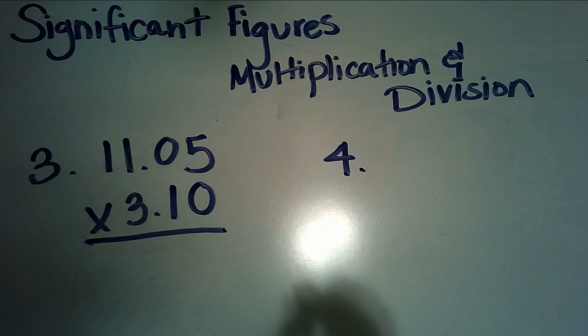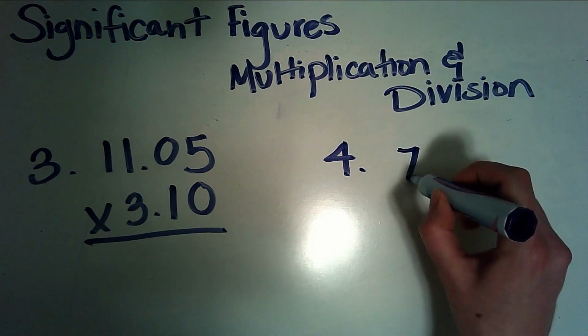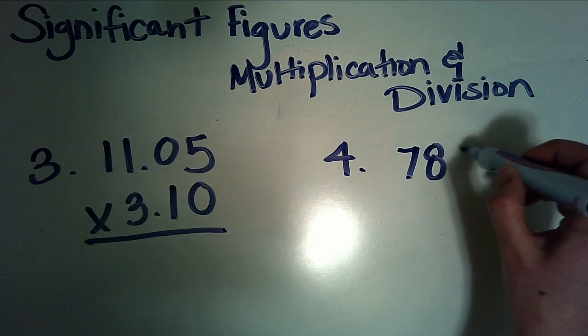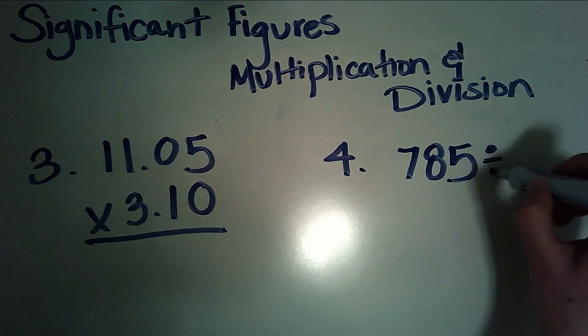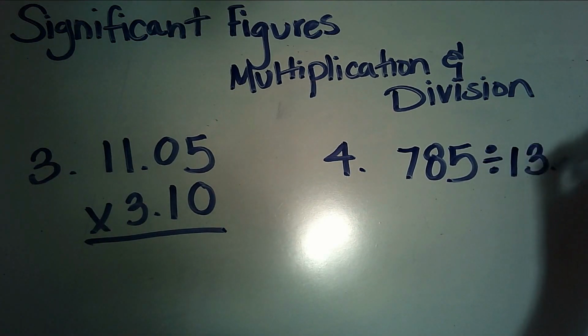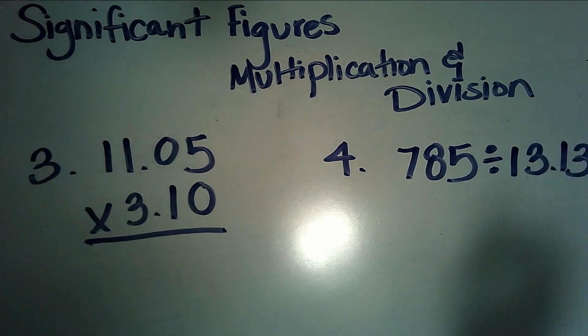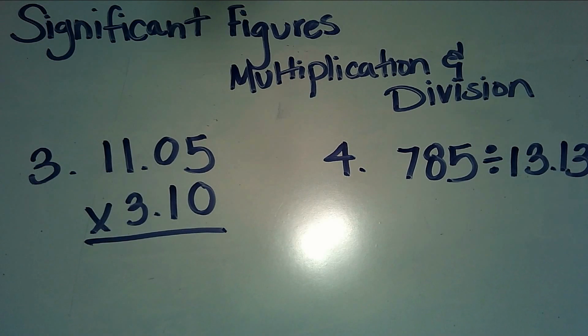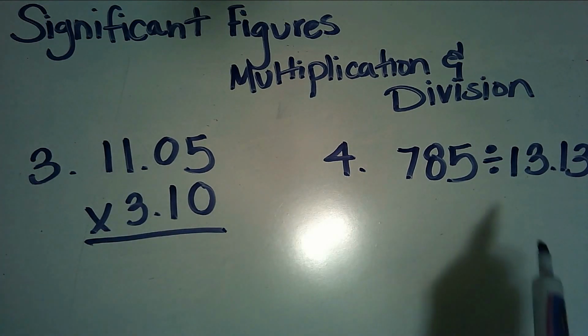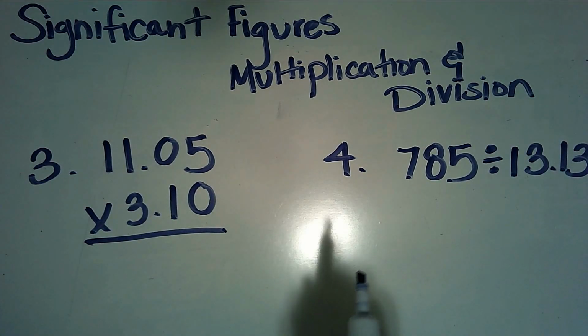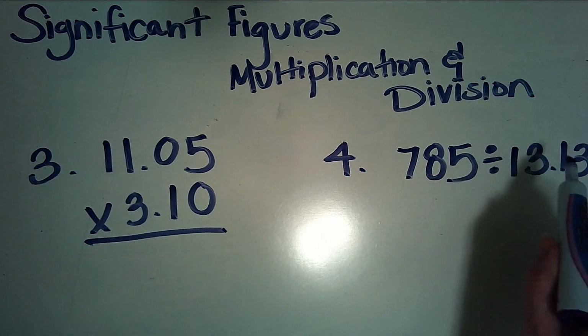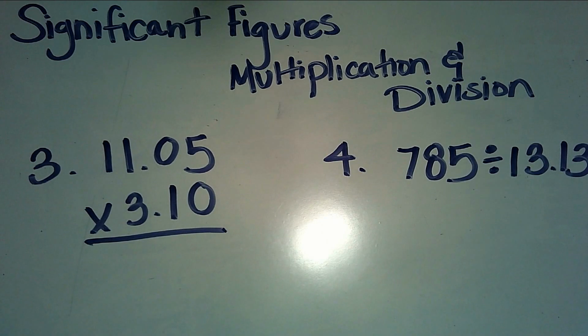On 4, I would like you to do 785. I'd like you to divide that by 13.13. So make sure you're following those steps. Simply perform the calculation on both first, then round to the least number of significant figures that you used in your calculation. And if you need help with remembering your significant figures and how to count them, make sure you go to that video and find the tutorial there.